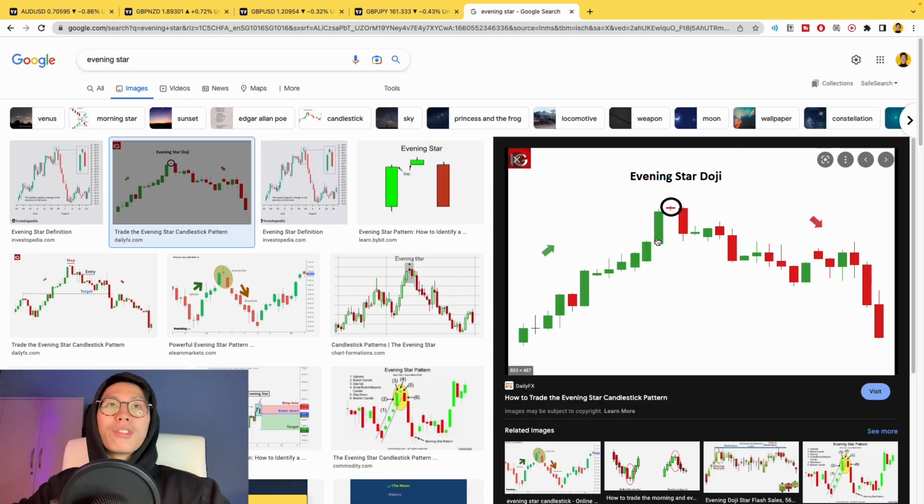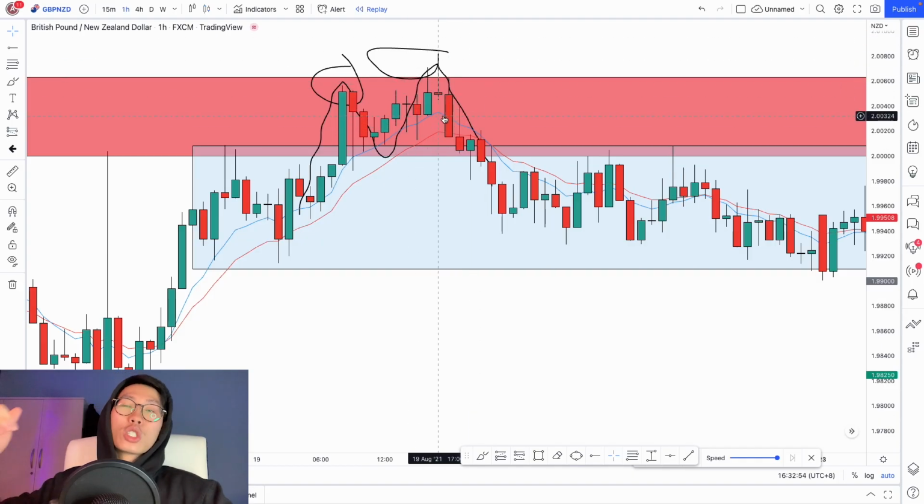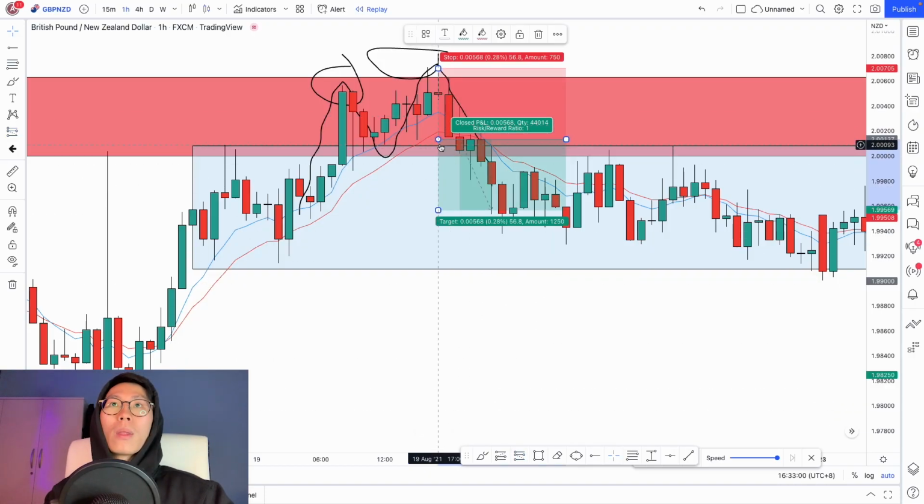When price forms an evening star, this means that price is about to go down, right? It's basically a candlestick pattern that shows you that price is gonna reverse and head back down. Yup, so we have seen that right here when price did this evening star. So now with that, we have our three confluences, we can enter for our sell position right here.